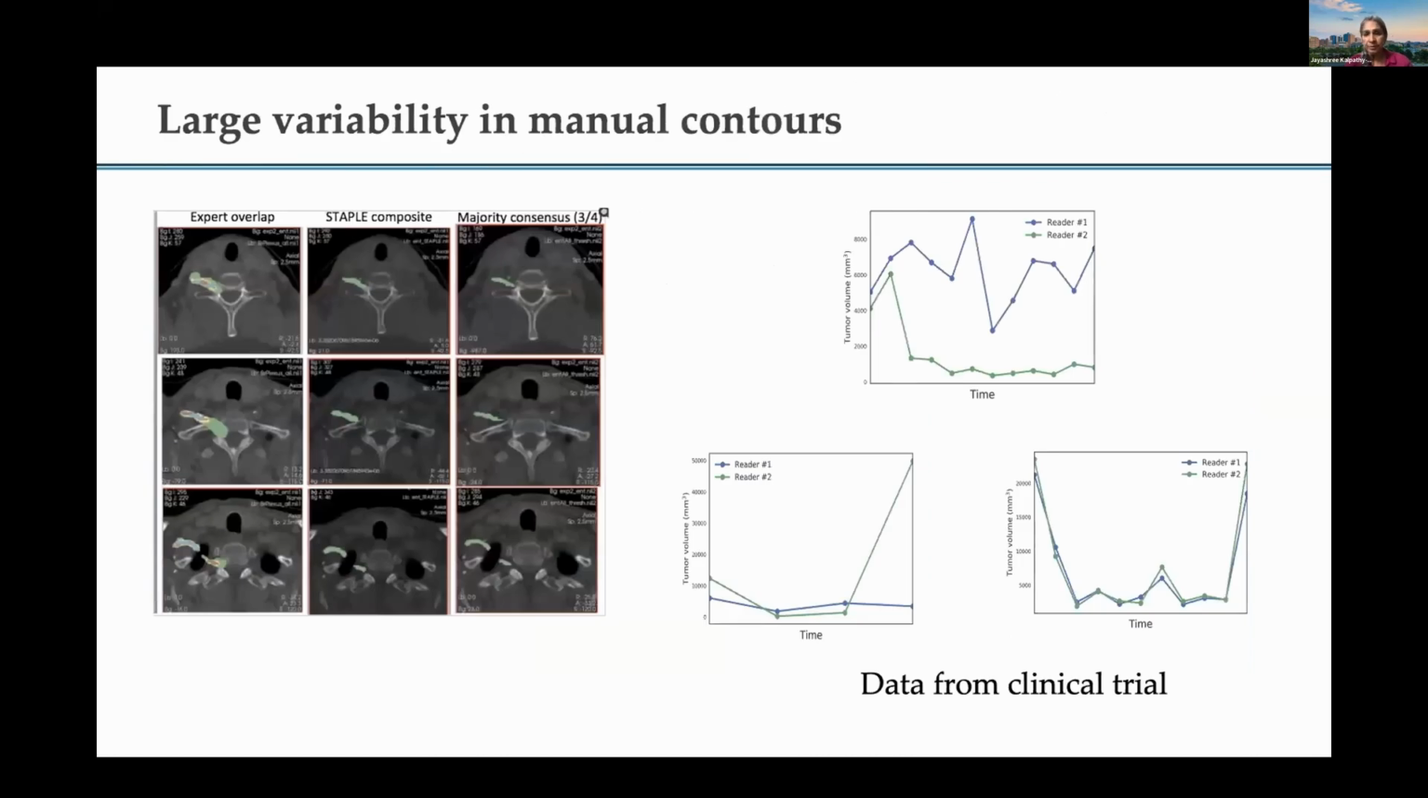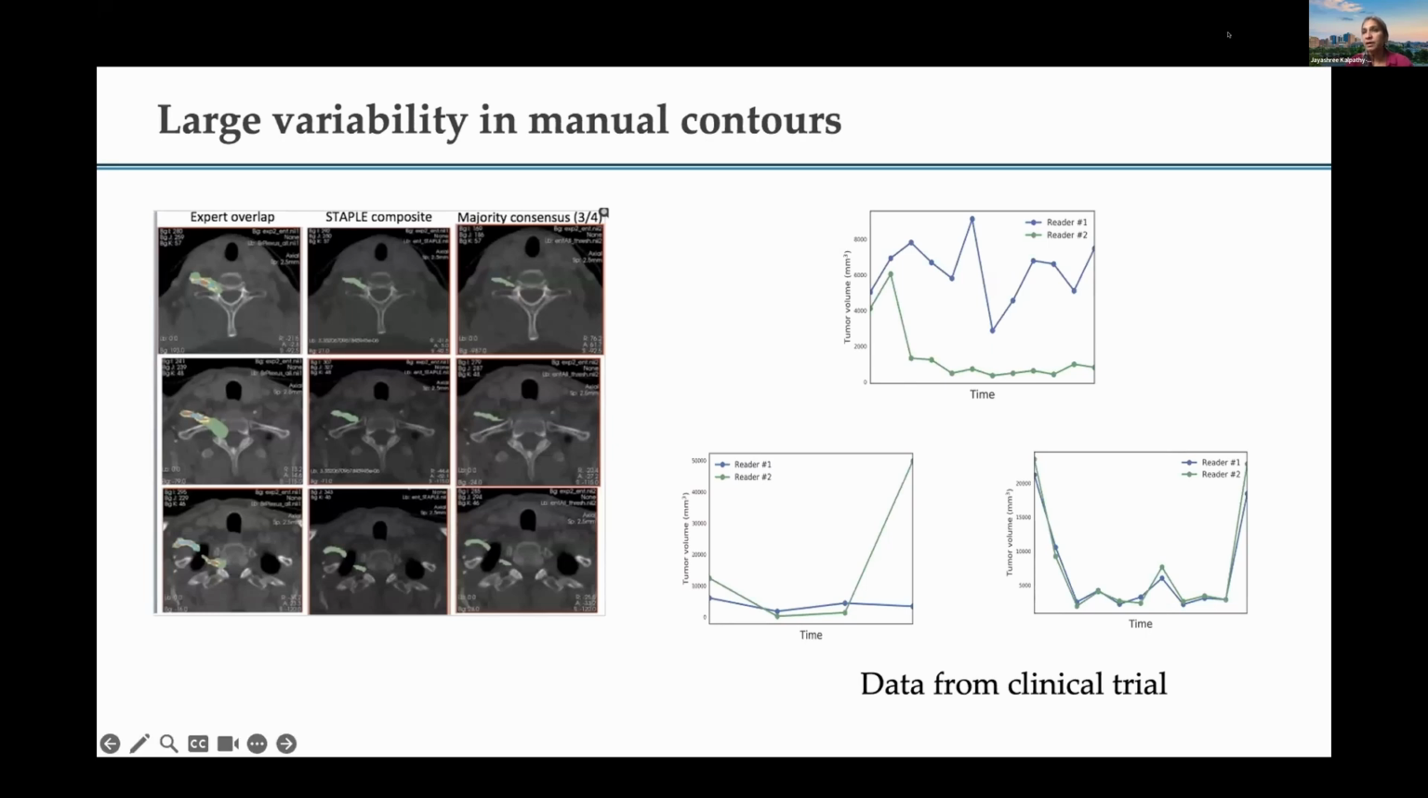One reason why we think it's important that we have these sort of automated methods is that there's a lot of variability in the manual contouring. The data on the right is from an actual clinical trial where 2 readers were reading each case and measuring the volume of the tumors. As you can see in the top left, there's substantial difference even at time point 3 between the 2 readings. In the graph on the bottom left, you can see at the 4th time point, suddenly they diverged in whether the tumor grew or was stable, and so on.